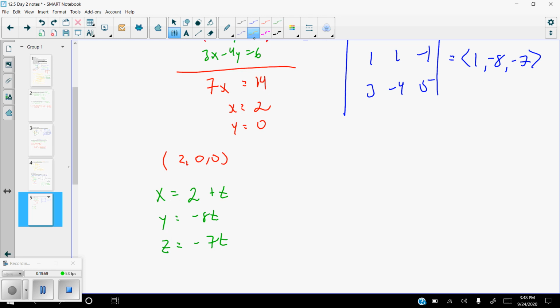So it looks like we're going to get x minus 2 equals y over negative 8 equals z over negative 7. And there you go.